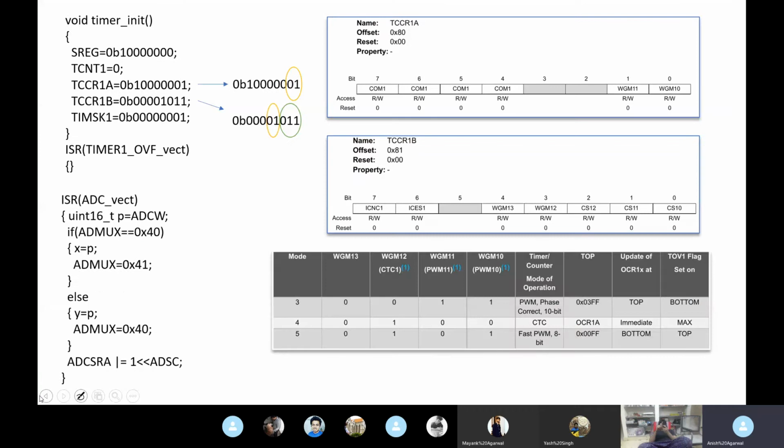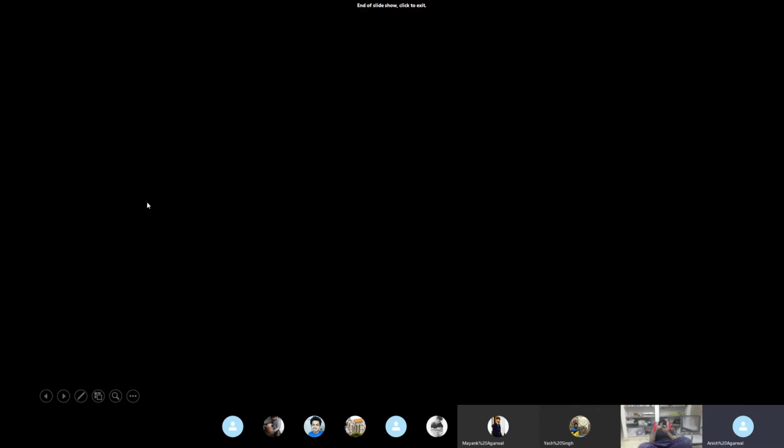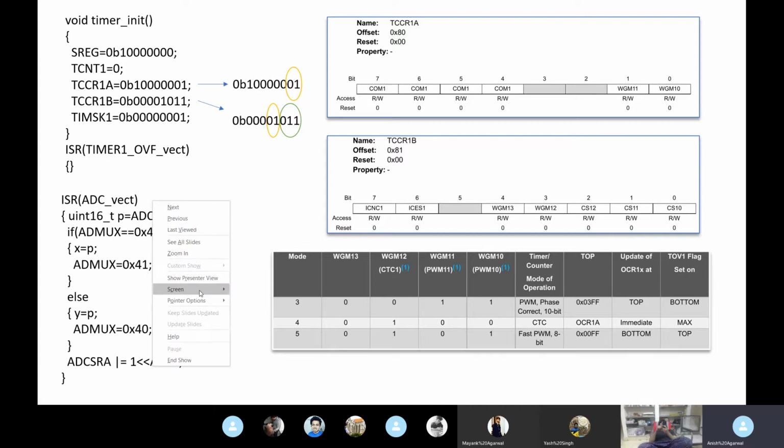Now let me come to the interrupt service routine of the ADC conversion, which is ISR ADC vect. This is the interrupt service routine of the analog to digital conversion.